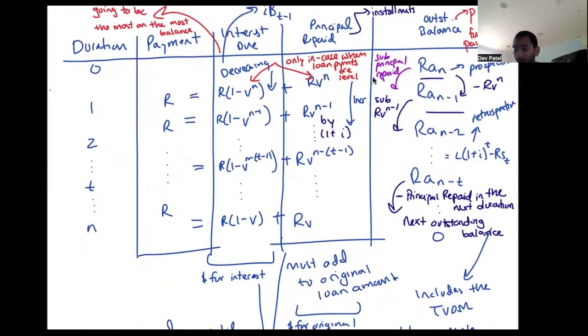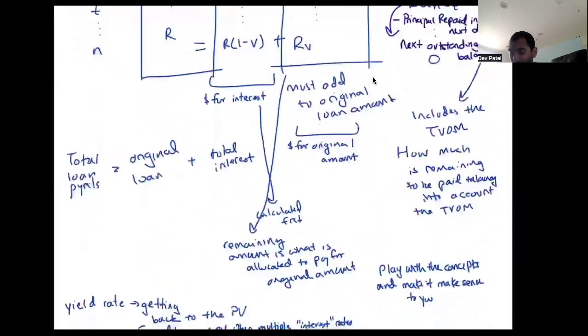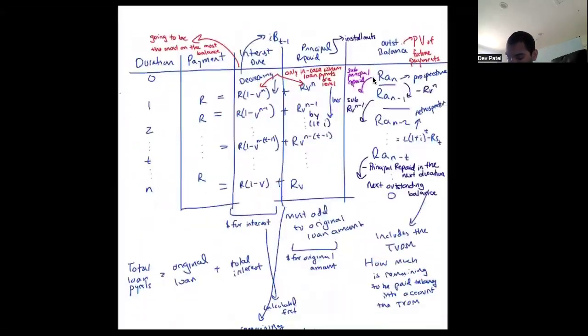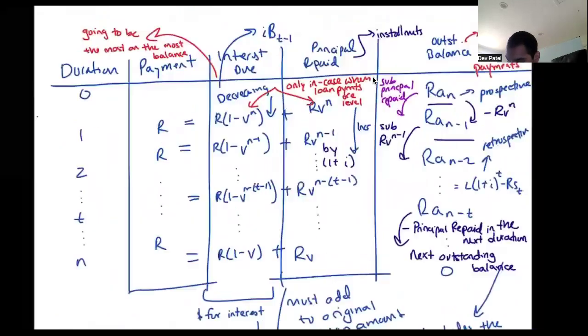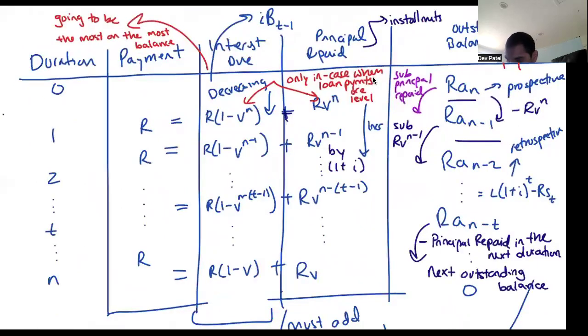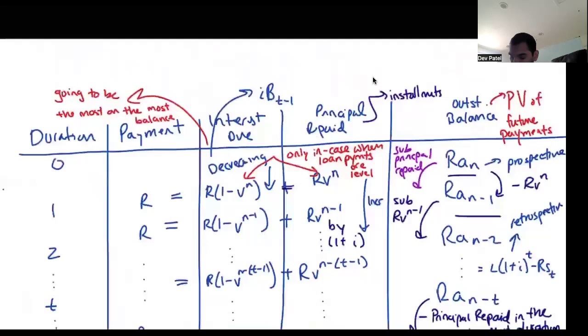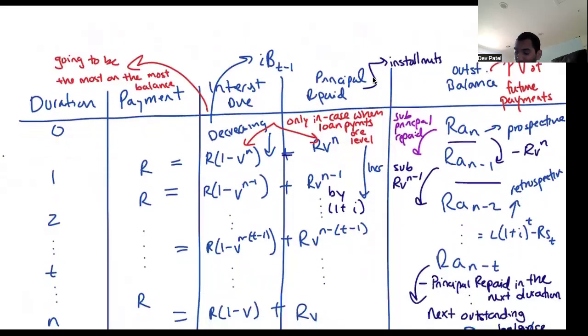But the one thing that should always remain constant is that the payment will always equal the interest due plus the principal repaid. So it's the sum of these two buckets over here, as you can see. The next thing is that the interest that is due is always going to equal the interest rate times the previous outstanding balance. So in this case, for duration 1, the interest that's due is going to equal I, as you can see in this equation, times the previous balance.